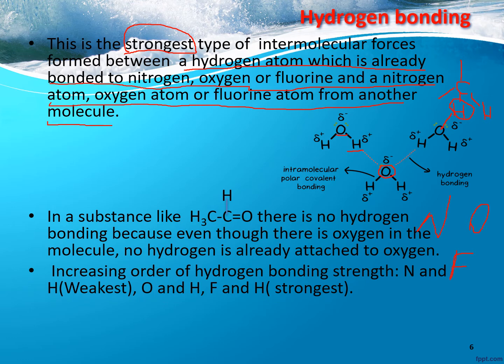The increasing order of hydrogen bonding strength starts with nitrogen and hydrogen. They form the weakest hydrogen bonding because nitrogen is the one with the smallest electronegativity value, followed by oxygen and hydrogen, and the strongest hydrogen bonding will occur between fluorine and hydrogen because fluorine is the most electronegative element.